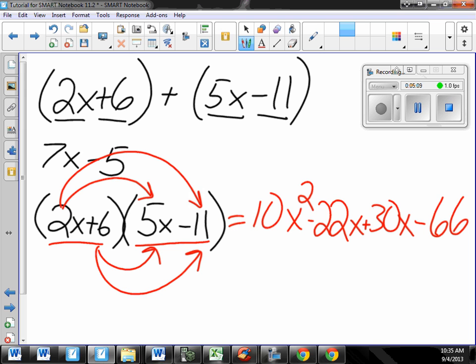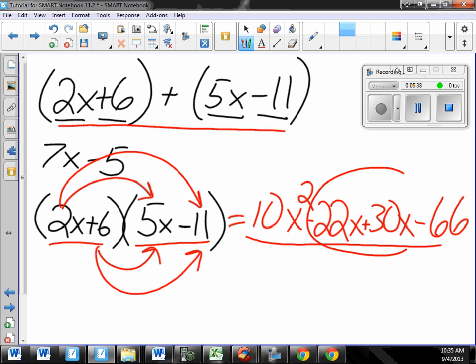So don't get adding and multiplying mixed up. Up here when we add, we just combine like terms. When we multiply, we make sure that every term in the first polynomial gets multiplied by every term in the second. And if the first polynomial had 3 terms and the second polynomial had 3, you're going to end up with a big, long list of numbers that you need to look for like terms. Once you multiply, we just look through and we find the like terms. I have 2 versions of x. So I can combine those and everything else just gets written down. So the 10x squared doesn't have any like terms. My negative 22x and my 30x become 8x. And then my minus 66 just comes along for the ride.